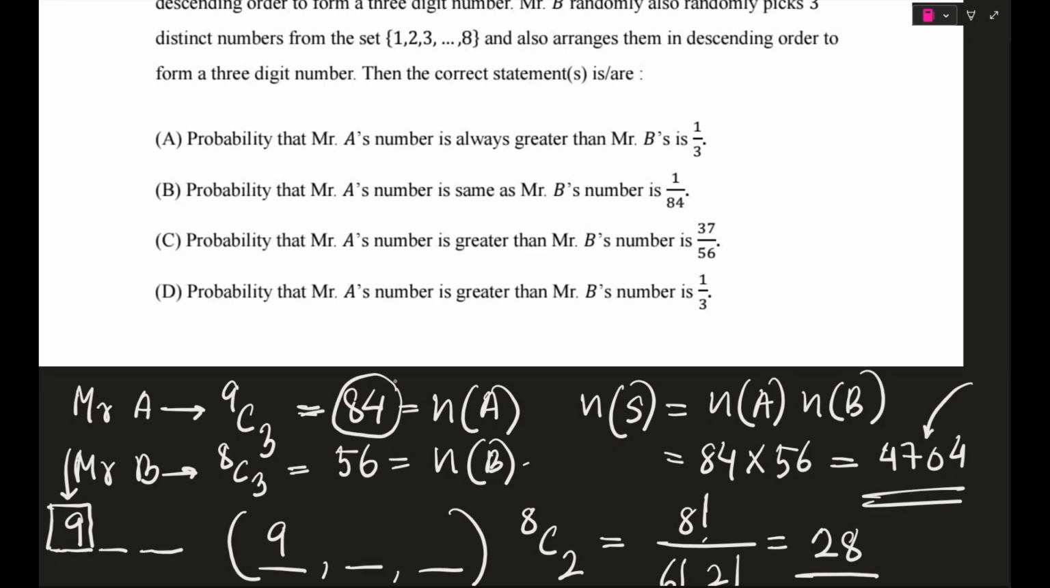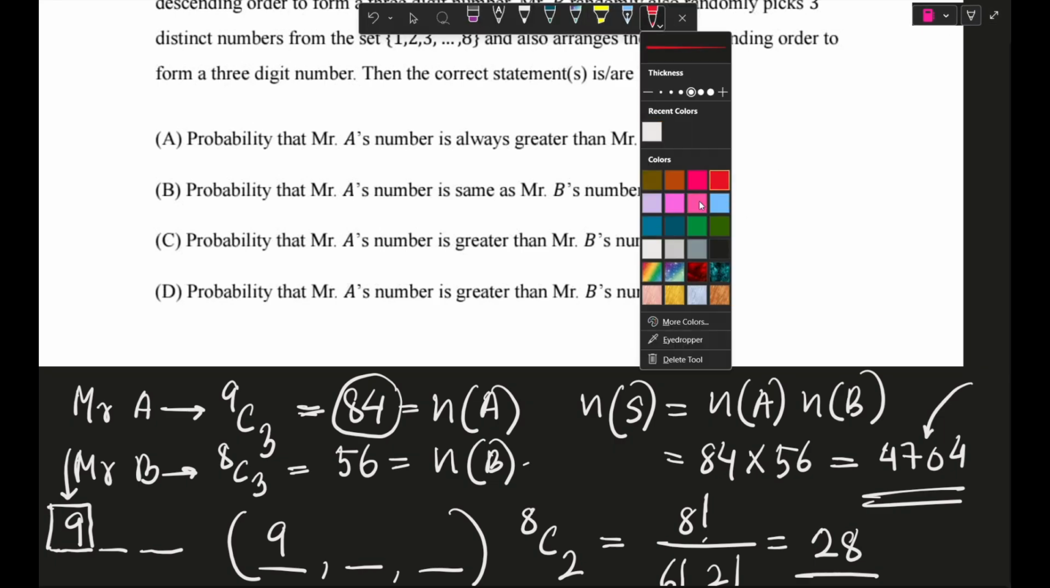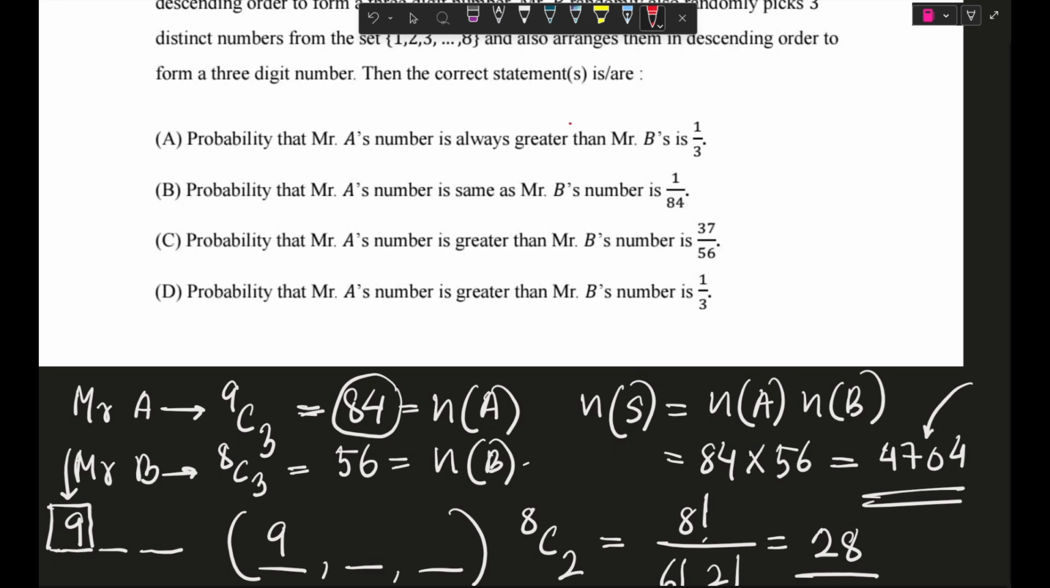You will say to yourself, why did I do this? If you read, option number A says the probability that Mr. A's number is always greater than Mr. B's number. I am highlighting this. Wait. What color should I take? Red color. Mr. A's number is always greater than Mr. B's number. In option number C, Mr. A's number is greater than Mr. B's number. There is a huge difference between these two.